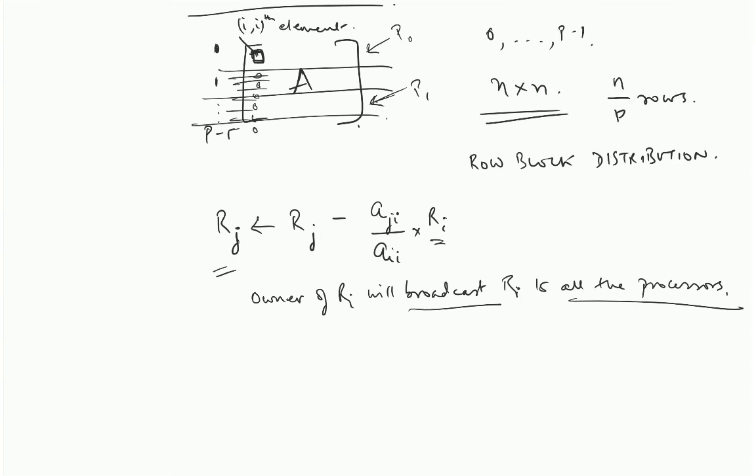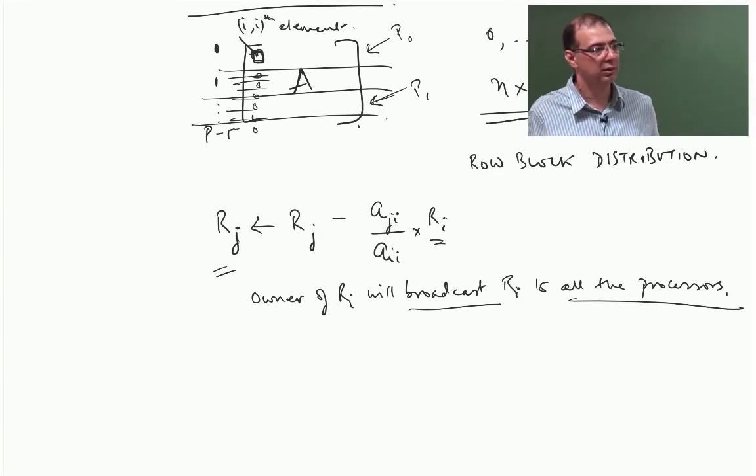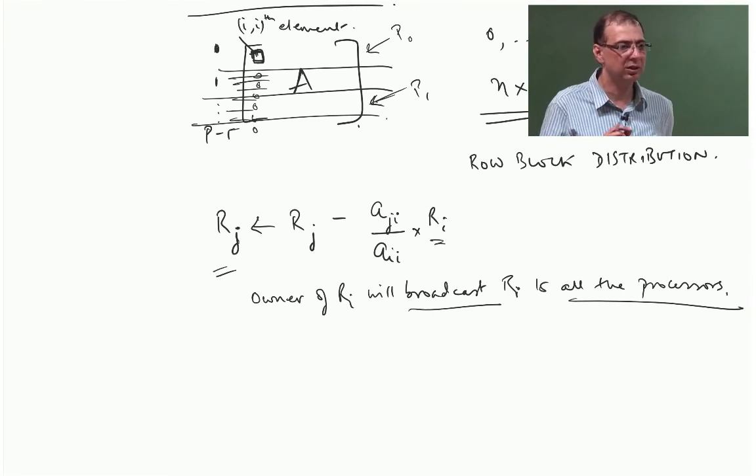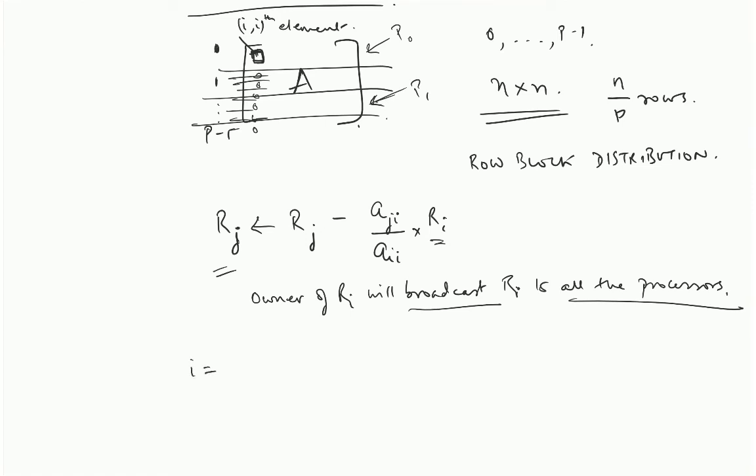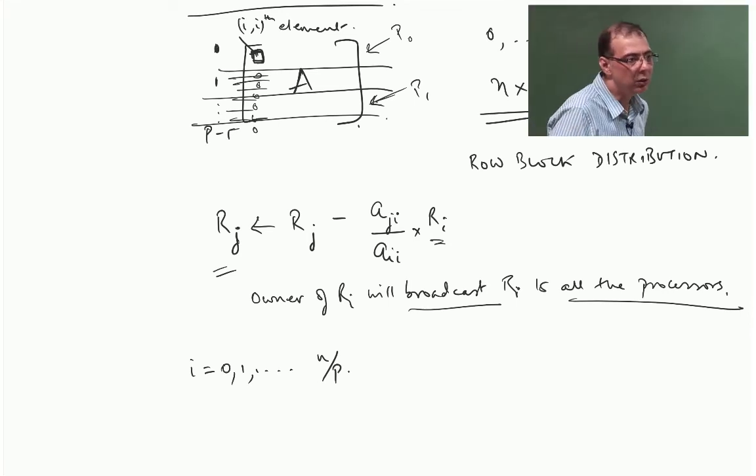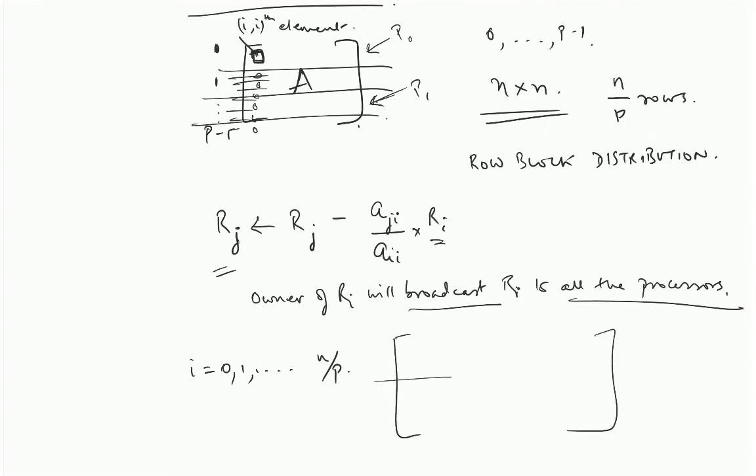Okay, now we get into something interesting. Is this a good distribution? Distribution is very, very critical. Let's understand why. I starts from 0, 1, 2 and so on. Once it reaches n by p, once n by p rows have been taken care of, what's going to happen? This is the first processor P0. Let's say that you've already done all this, you've already zeroed all this out. Now you're over here.